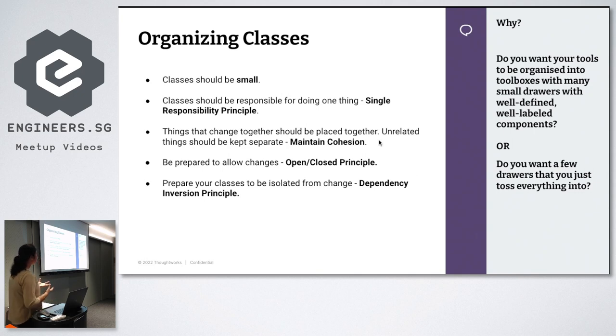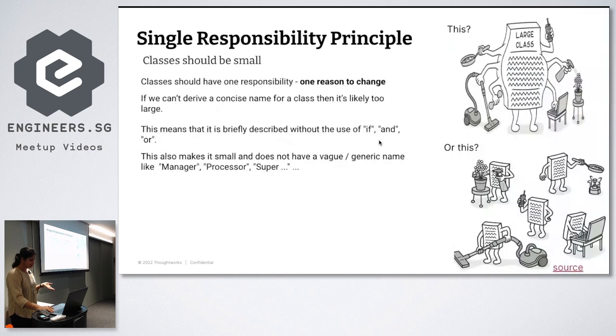But why do we want our classes to be small and organized? So what do you prefer? You would like to have organized toolboxes with small drawers with well-defined components, or do you want few drawers with everything tossed into them? Which one will you prefer? Obviously, the first one, right? It will be easy to manage when we have small drawers with well-defined components. So the idea behind organizing our classes is to keep the classes small and organized. So let's see the first principle, which is the single responsibility principle.